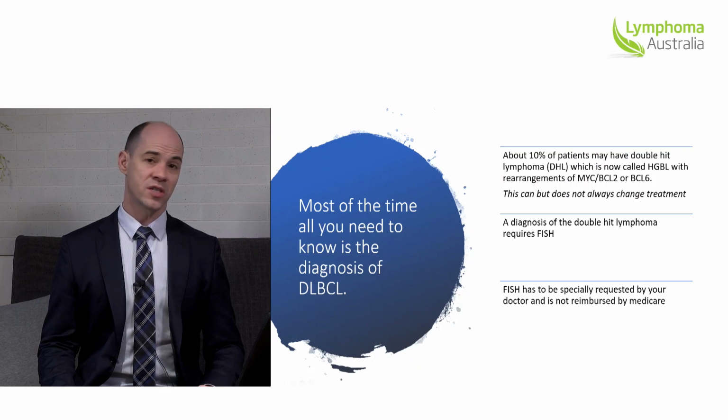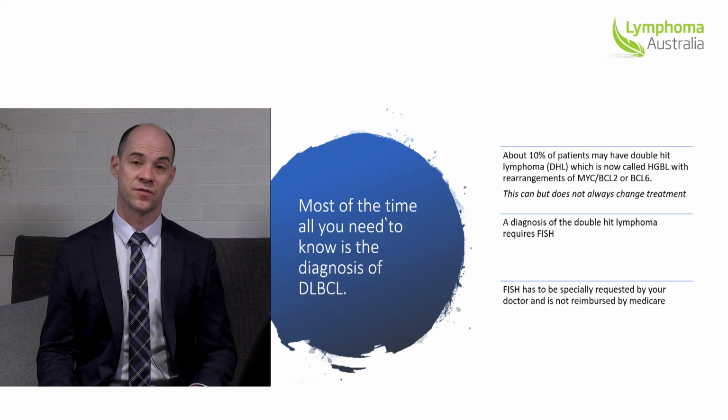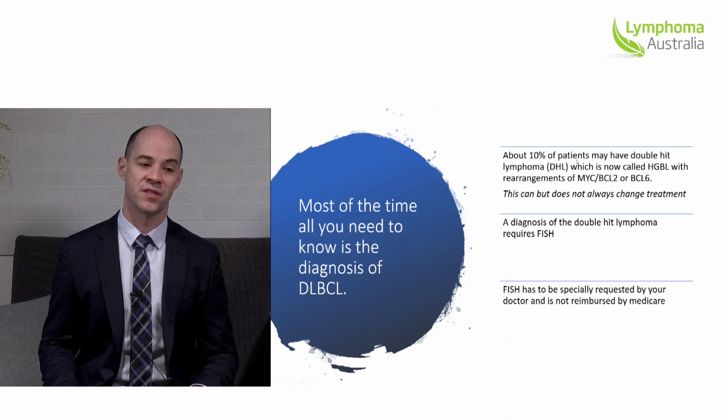So most of the time, all you need to know about a diagnosis of diffuse large B-cell lymphoma is that you have a diagnosis of diffuse large B-cell lymphoma. Only about 10% of patients will have this other diagnosis, double-hit lymphoma. And so for the majority of patients, that's not actually relevant information that you need to know.